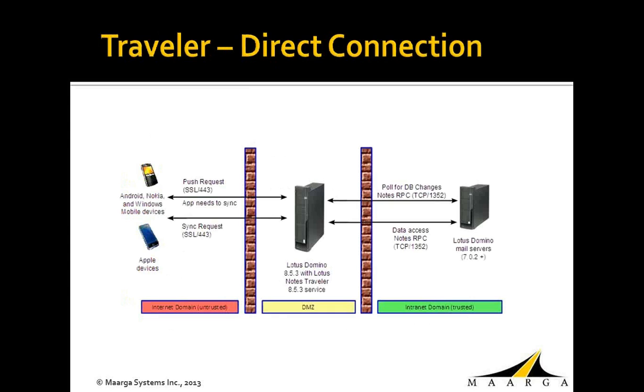So this is the typical scenario of what people will have, where we have the Traveler server or the Notes or Domino mail servers sitting inside the environment's green zone, which is a trusted zone, and the Traveler server sitting in the DMZ, and the users connecting from the internet. The users connect to the Traveler server, and the Traveler server in turn reads the user's mail file from the Domino mail servers, and then replies or syncs the data with the user's mobile devices.